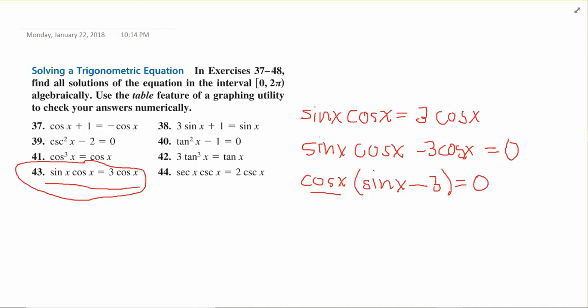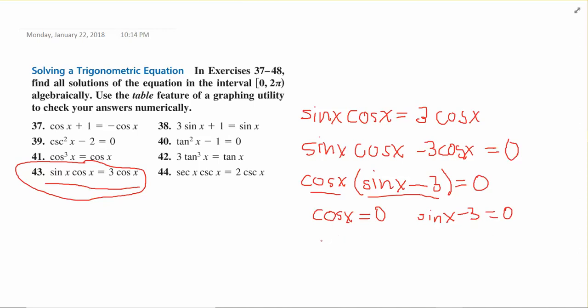Now either this is equal to 0 or that's equal to 0, and in this case we're going to assume that they're both. So cosine x equals 0, or sine x minus 3 equals 0.